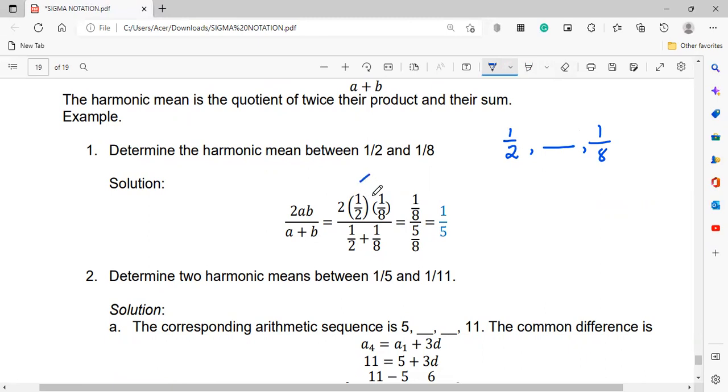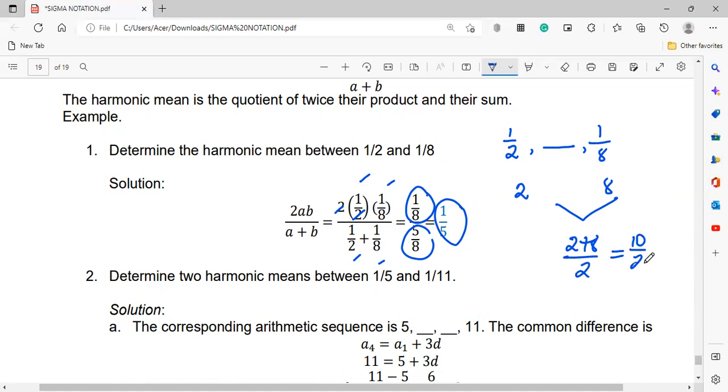2 times 1/2 is A, 1/8 is B, and 1/2 plus 1/8 gives us 5/8. 2 times 1/2 is simply 1, so 1 over 5/8. Hence, 8/5 will be the harmonic mean. If you're not satisfied, pwede mong kunin ang 2 and 8 as the arithmetic terms, no? After that, use the rule for arithmetic mean. Add the two terms. 2 plus 8 divided by 2 is 10/2, which is 5. Now get the reciprocal of 5, so we will have 1/5. So it's still the same.